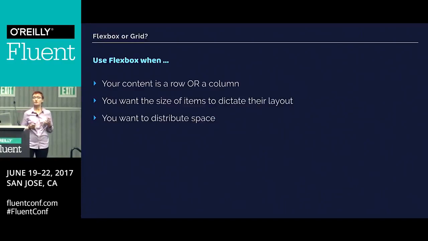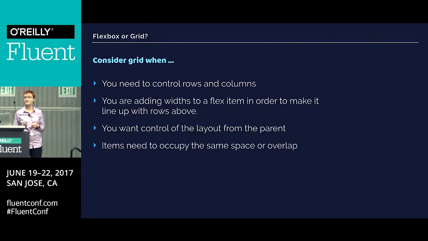So back to Flexbox, use that if your content is just a row or a column. Use it if you want the size of items to dictate their layout. And use it if you want to distribute space. Consider grid if you want to control rows and columns at the same time. If you're adding widths to a flex item in order to make it line up, that's a good reason to be doing it. But also, if you want to do things like overlapping items, naming things, all the things that grid does that Flexbox doesn't.